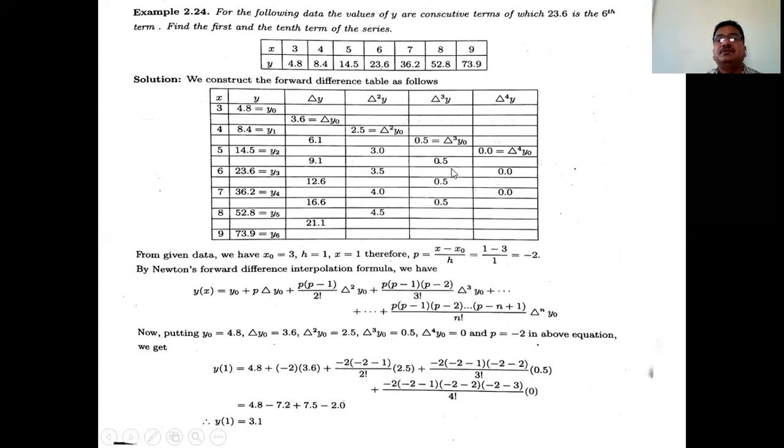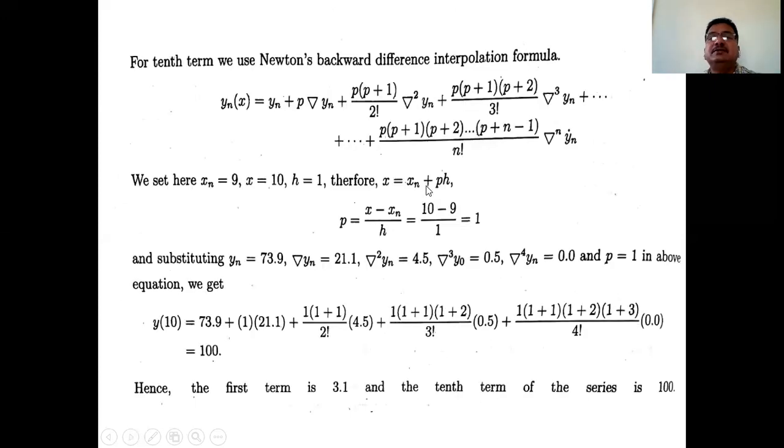So these are some problems on Newton's forward, Newton's backward, and Lagrange's interpolation formula. We will discuss the remaining problems on these 3 methods in the next lecture.